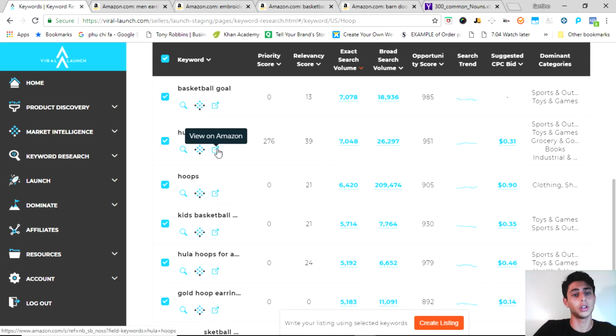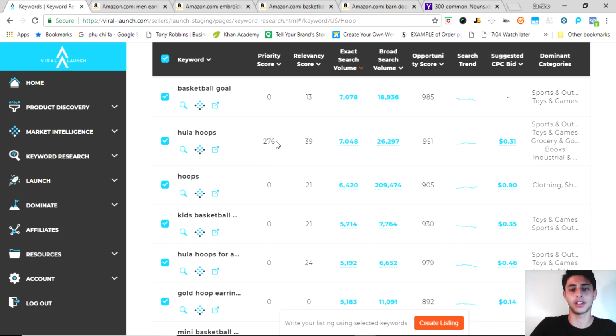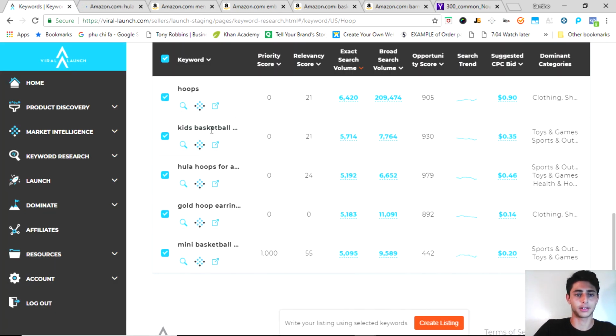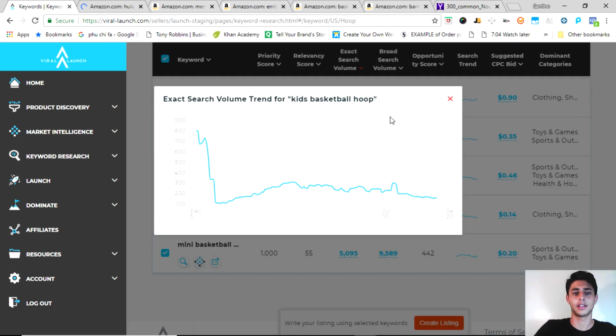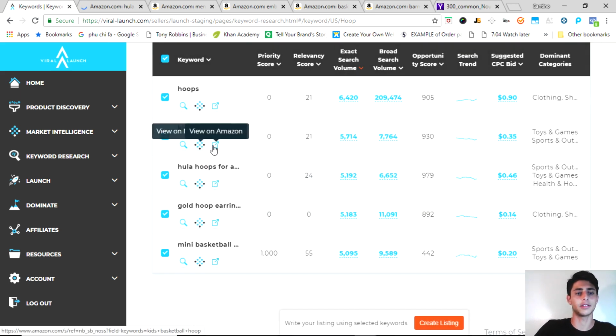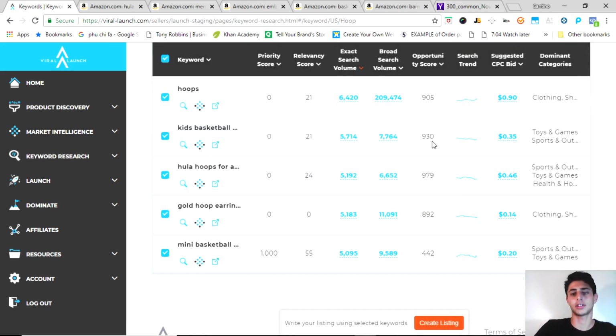Basketball goal hula hoops, interesting. Only a 31 cent CPC bid, 7,000 monthly searches, and an opportunity score of 951. So that's a good sign right there. Kids basketball. Let's see what this phrase is. Kids basketball hoop. So that might be interesting. You can see 5,000 monthly searches, opportunity score of 930, and a suggested CPC bid of 35 cents. So that's a good sign right there.